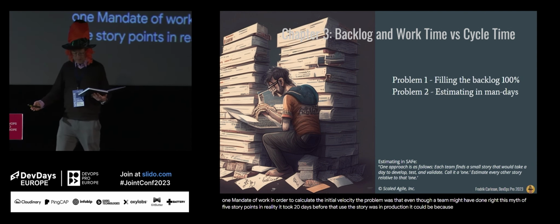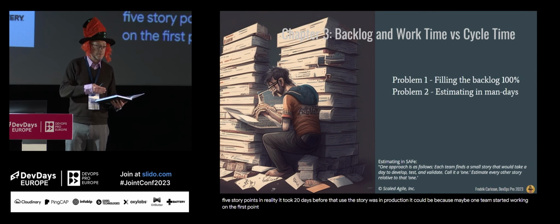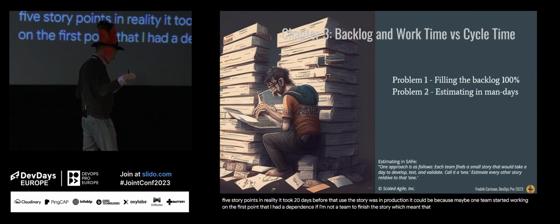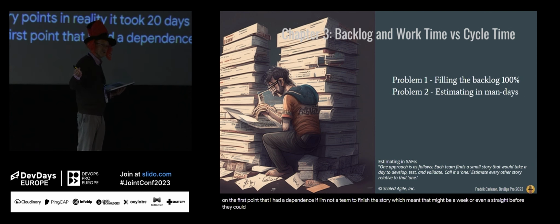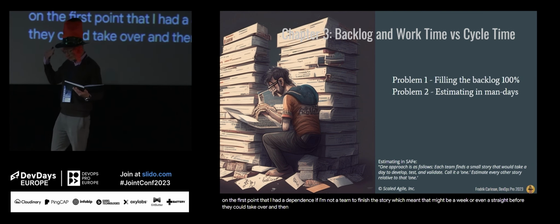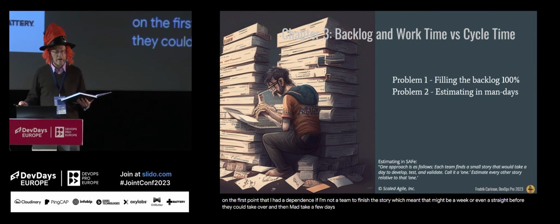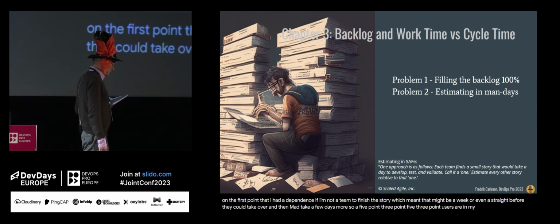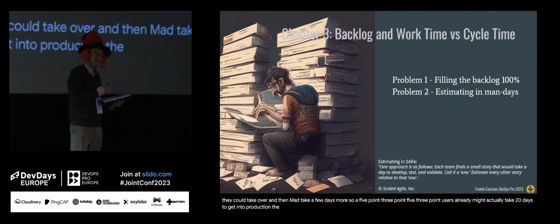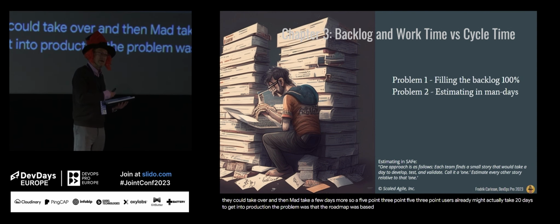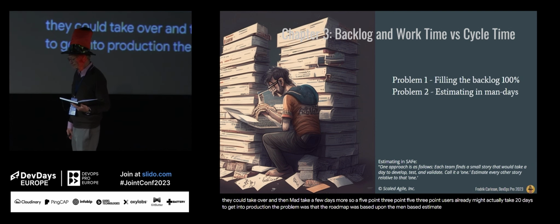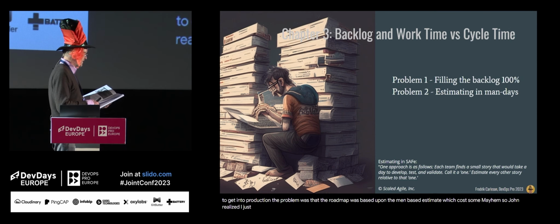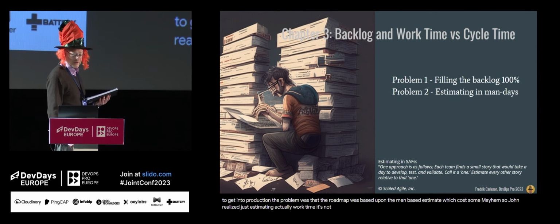It could be because maybe one team started working on the first part, and then they had a dependency on another team to finish the story, which meant that it might be a week or even a sprint before they could take over. And then they had to move it into production, and that might take a few days more. So a 5-story-point user story might actually take 20 days to get into production. The problem was that the roadmap was based upon the man days estimate, which caused some mayhem. So John realized that just estimating the actual work time is not very efficient.